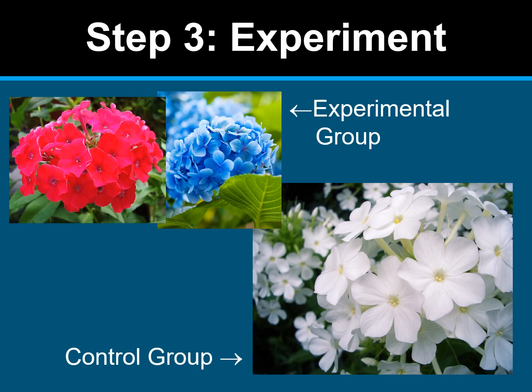Now that I've designed my experiment, I'll run the experiment and gather data. The way I would set up this experiment is to have several plants with red flowers, let's say about 10, and the same number with white flowers and blue flowers. These could be planted in the ground or in pots as long as they have the same environmental conditions.